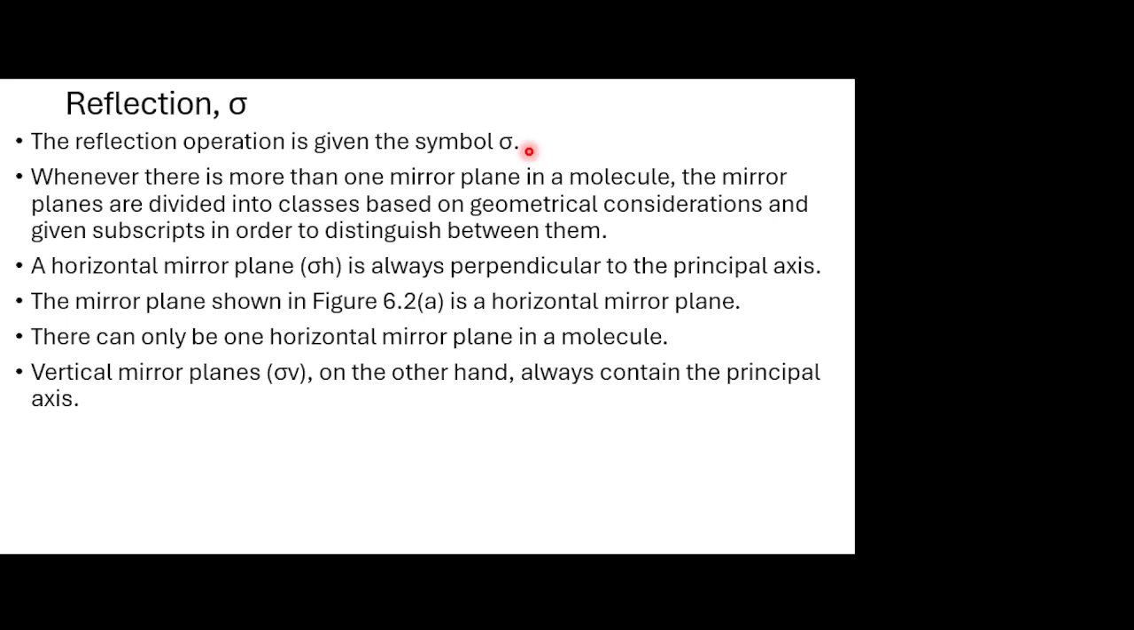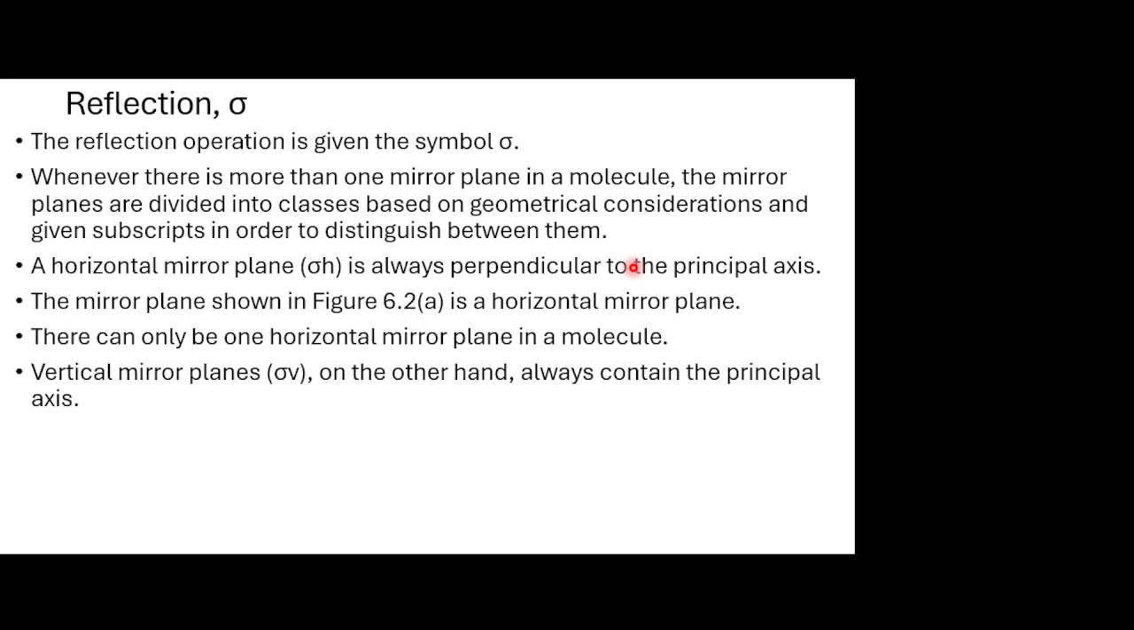Everybody see that symbol okay? All right, so that's going to be one mirror plane in a molecule. The molecular planes are going to be divided into classes based on geometric considerations, given subscripts to then distinguish them. In this case, we're not going to have 2s and 3s that can nicely be defined. We're going to have to cut this up into horizontal and vertical.